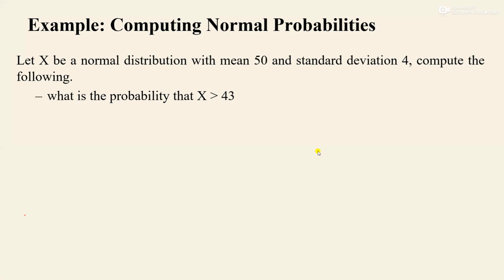So first we have to calculate the probability x greater than 43. First we always have to plot the diagram, right? Based on the diagram, then we have to calculate the probabilities. You also take your table we need. First we know that x has a normal distribution with mean 50 and standard deviation 4.